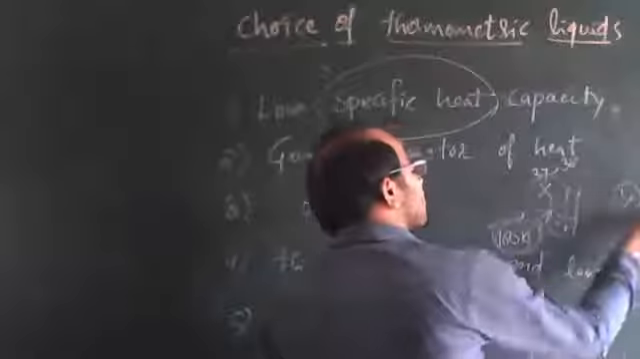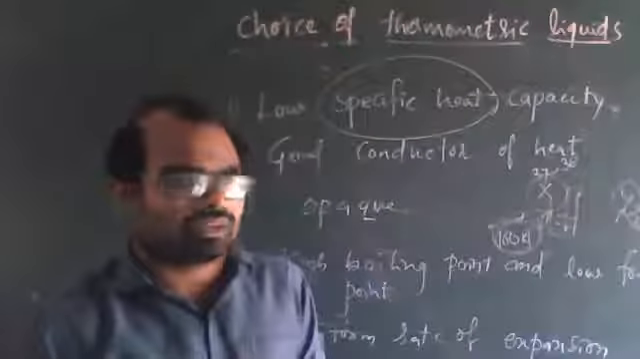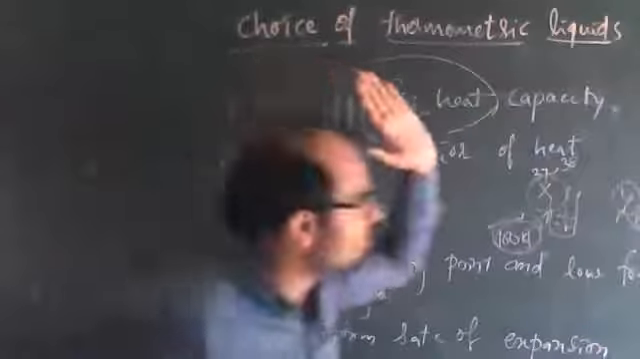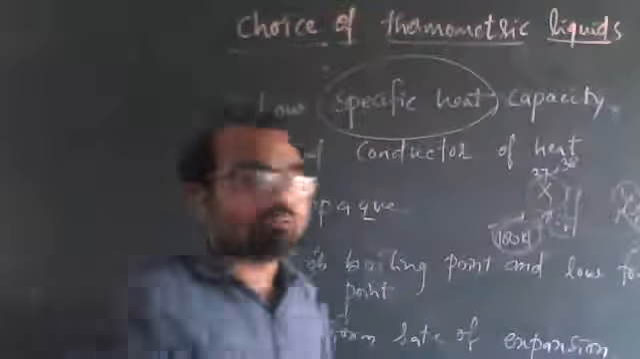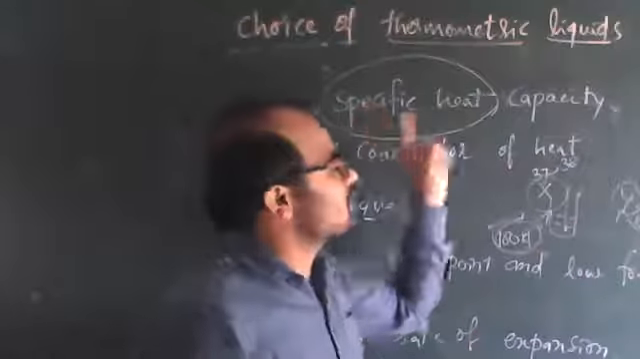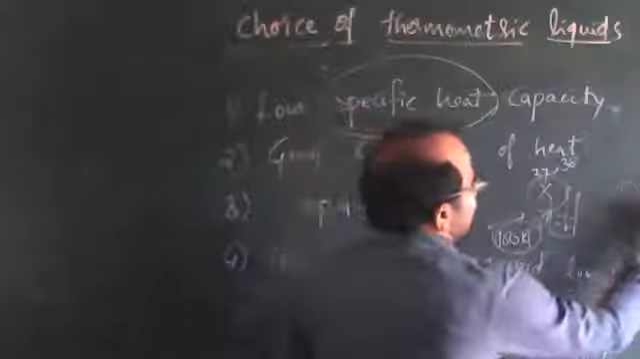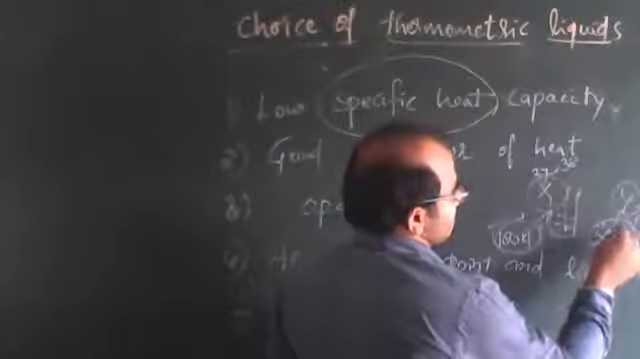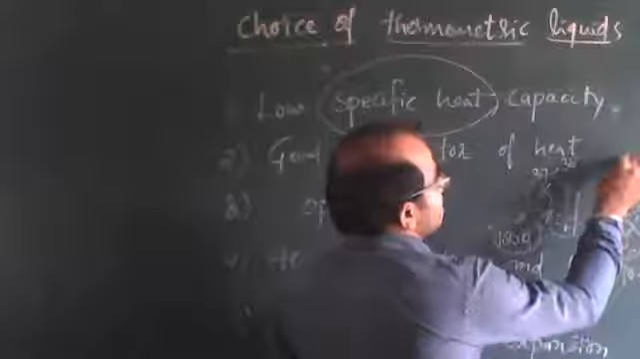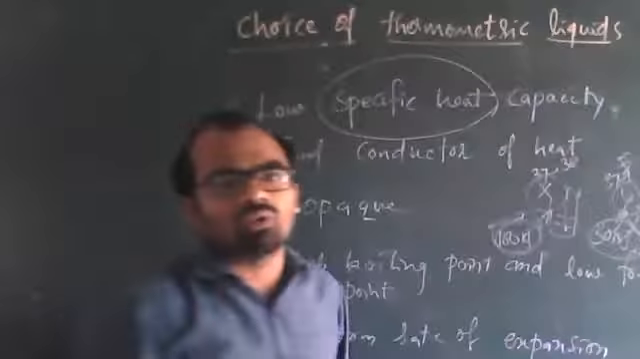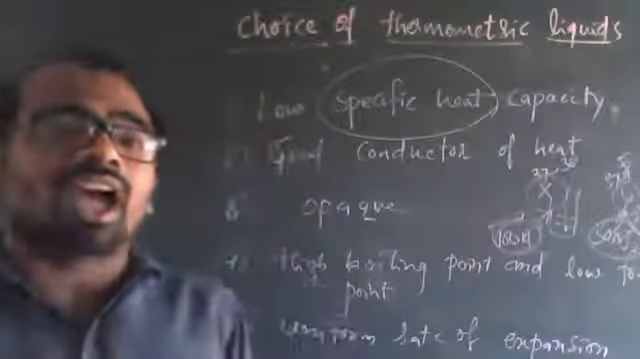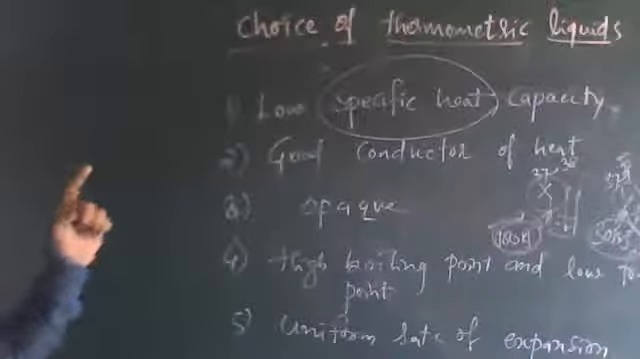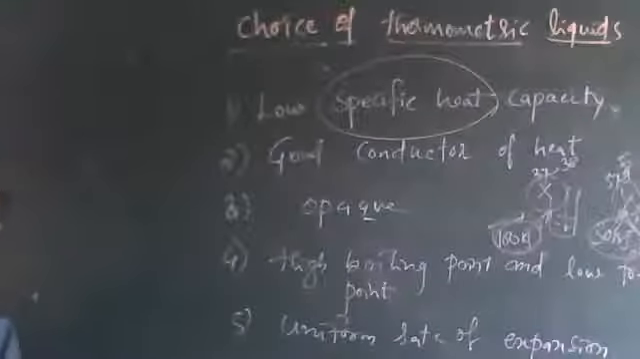That means the specific heat capacity of Y is less compared to this. Then we have to say that we have to choose Y. Why? Because it has a low specific heat capacity. That is 30 kilojoules, that is the example I am taking. It will take only 30 kilojoules to increase its temperature by 1 degree Celsius. Then I can say that it should have low specific heat capacity.